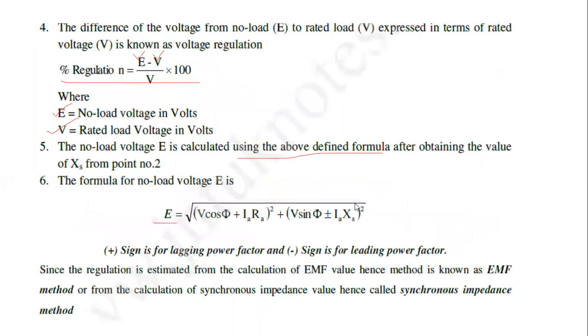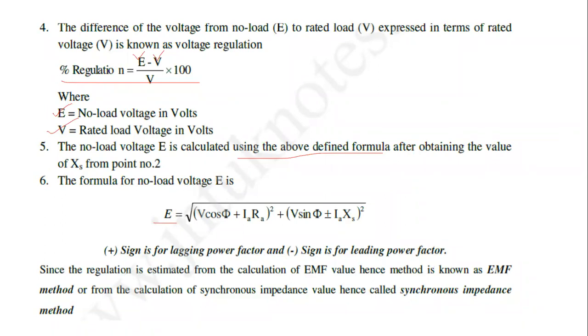After calculating the Z and X values, we move on to the regulation formula. What is the regulation formula? It is (E minus V) by V into 100. In this case, E is the no load voltage and V is the full load voltage.